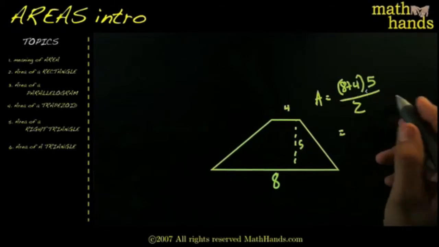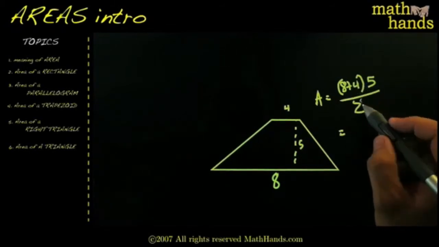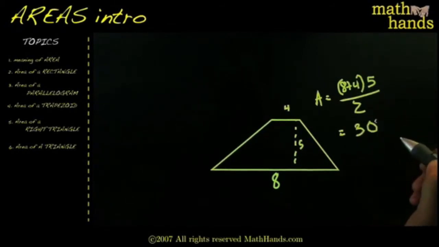So that would be 12 divided by 2 is 6. Gives you a total of 30.